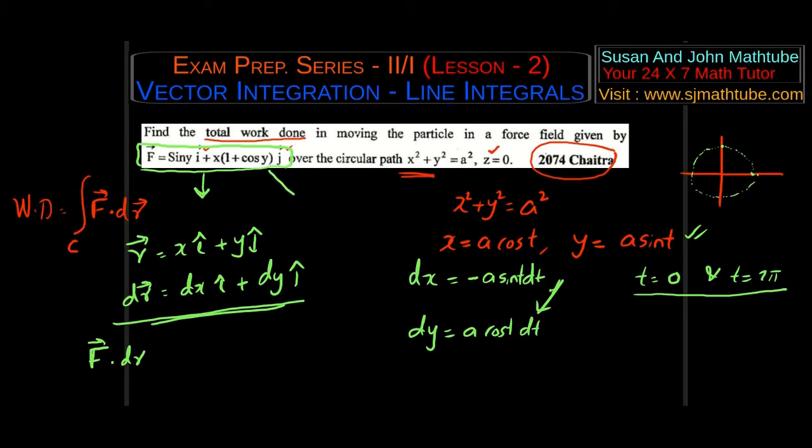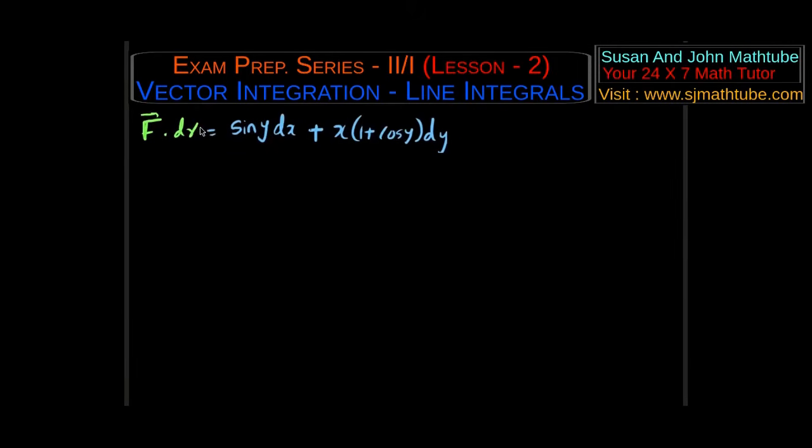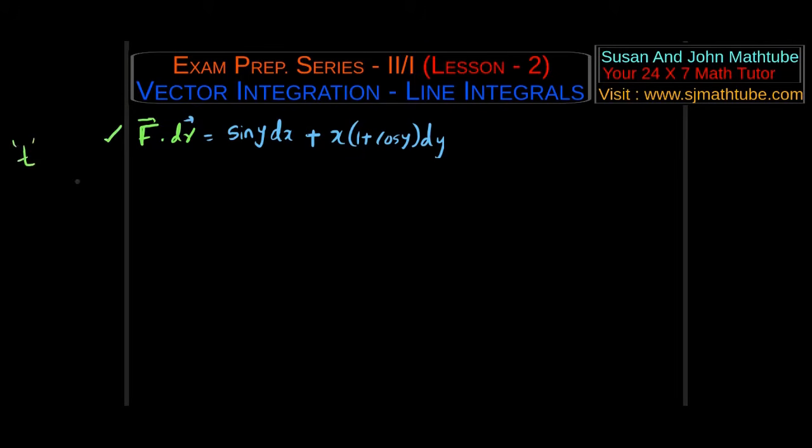So you focus on F and dr, and that's going to give me sin y dx plus x times (1 plus cos y) dy. This function is a little bit more complicated than the functions we saw earlier. Anyway, we have our F dot dr. Now let's plug in all these values. That means the value of x, value of y, so that the whole thing will change into the parameter, that is t. And the curve will be incorporated into the integrand, that is F dot dr.